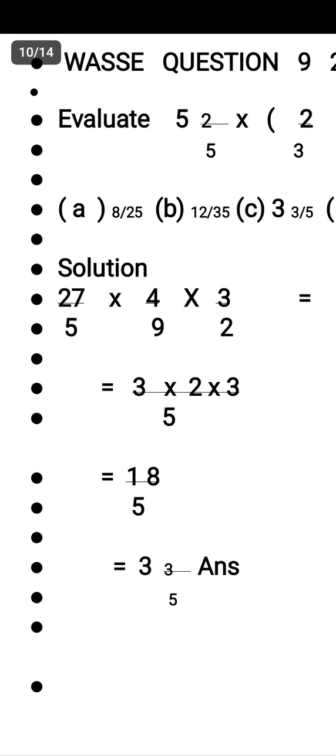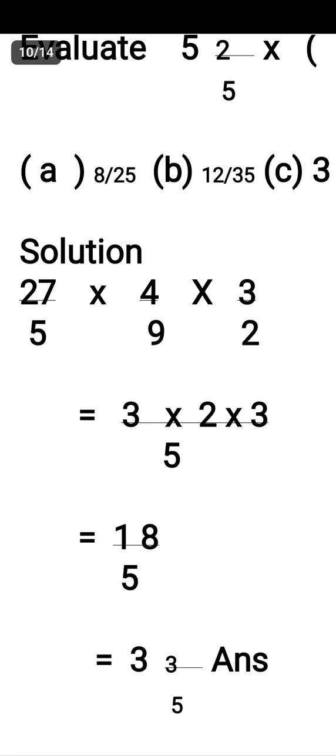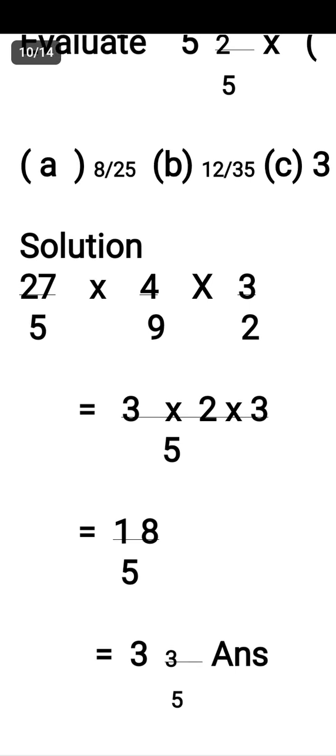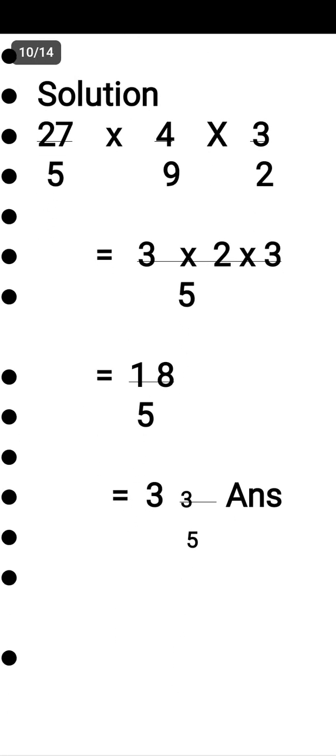We discover in this place that 9 can divide 9 and can also divide 27. So 9 divided by 9 is 1. We are done with 9. And 27 divided by 9 is 3. And also, 2 can divide 2 here to give us 1, and 2 divides 4 to give us what? 2. So what we have here now is 3 times 2 times 3.